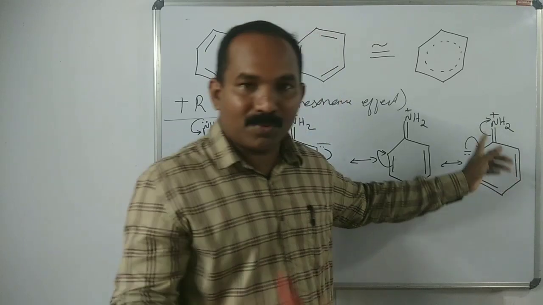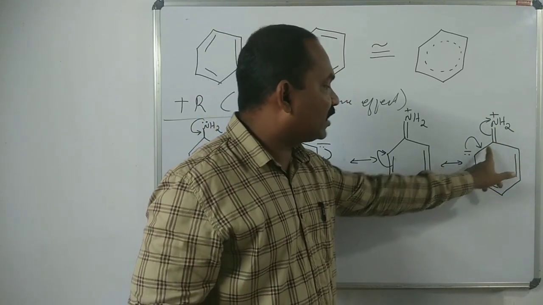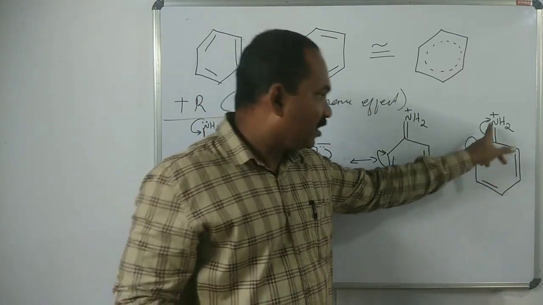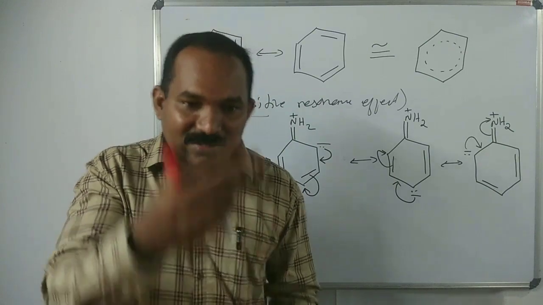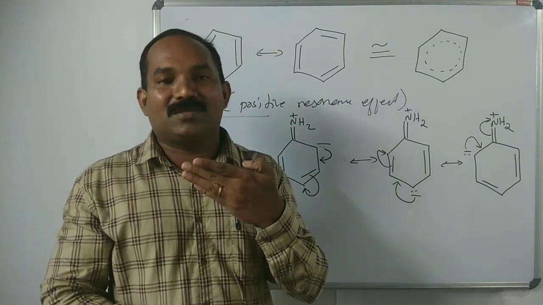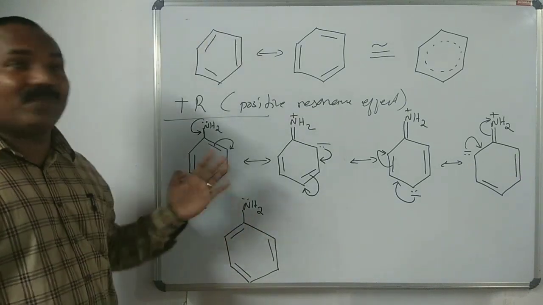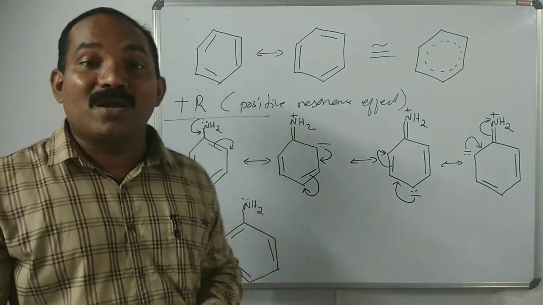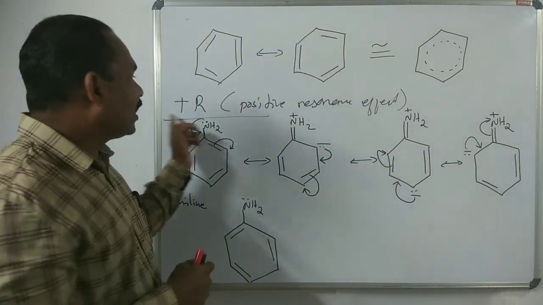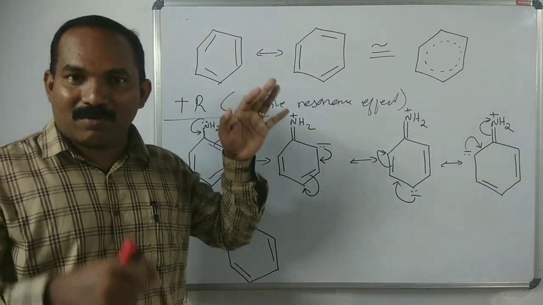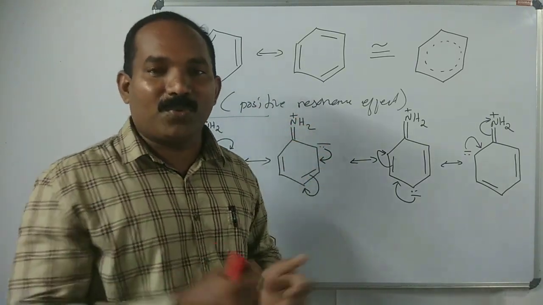And finally, the possibility is that the electron pair is shifted in between the 1st and 6th carbon atom. At the same time, the electron which was donated to the benzene ring comes back to the nitrogen, and it becomes aniline itself. So this type of resonance is called positive resonance, and we say plus R effect. Hope you understand.